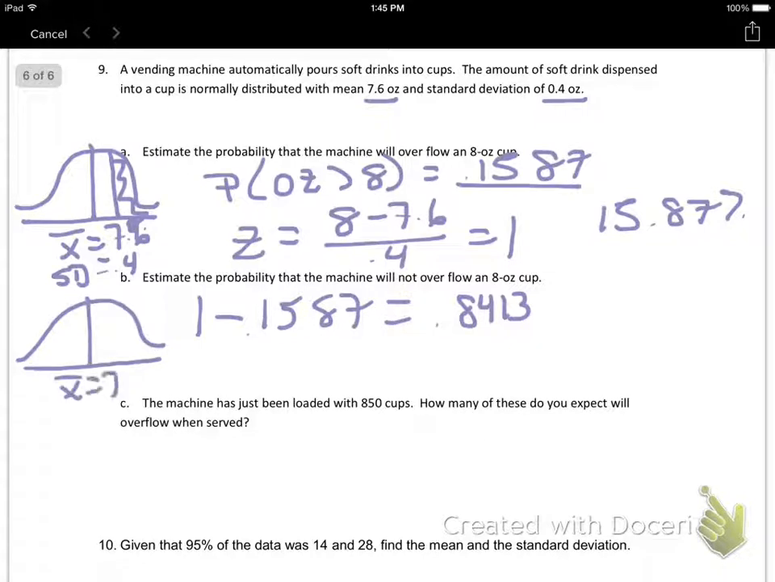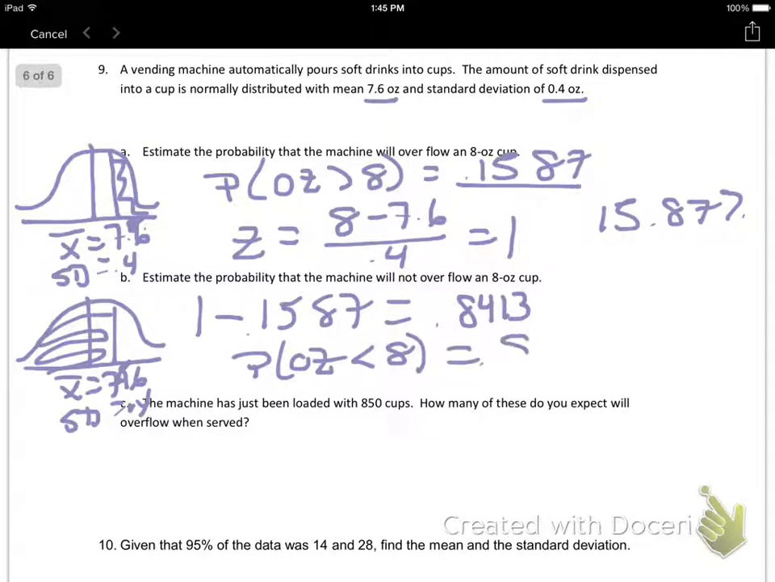My mean is 7.6. My standard deviation is 0.4. Here is 8. And the probability that ounces is less than 8 is equal to 0.8413. My z-score math is going to be 8 minus 7.6 divided by 0.4, which is 1.